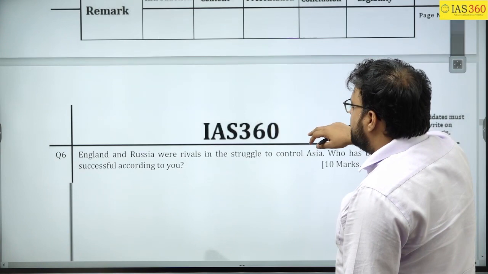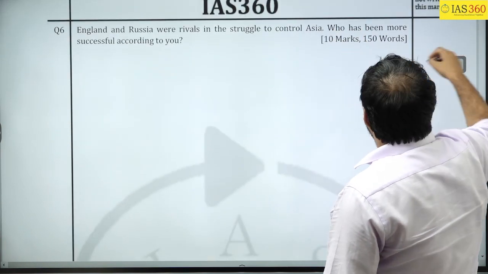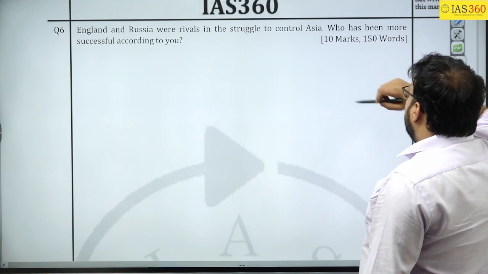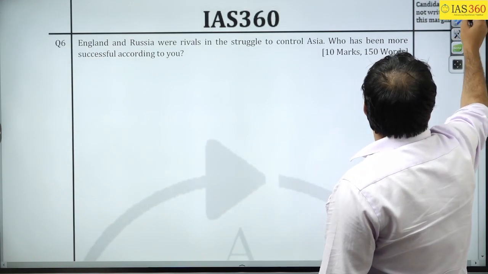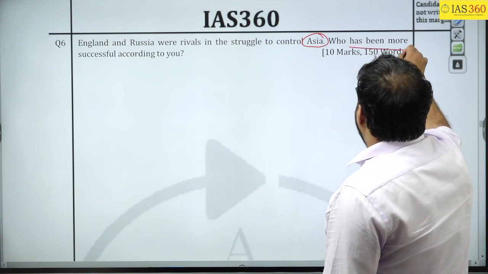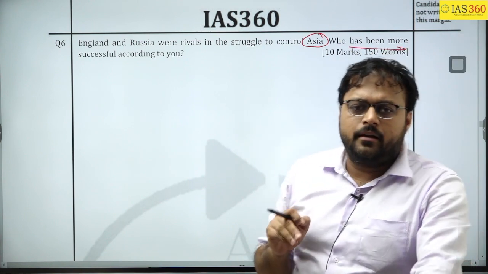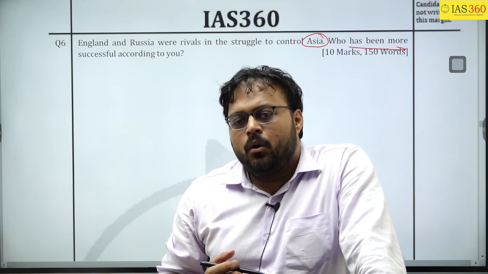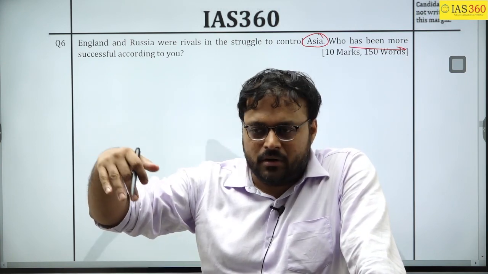Now moving to question number 6. England and Russia were rivals in the struggle to control Asia. So I was looking at one answer here, and I find that he has written this question beautifully. I don't know the name of the student. He has talked about that the control of Russia over Asia has increased after the end of Second World War, when we are talking about Russia's expansion toward Central Asia and to Afghanistan.